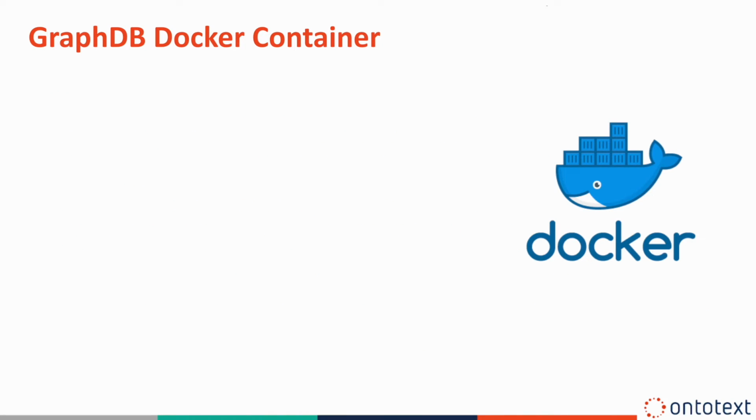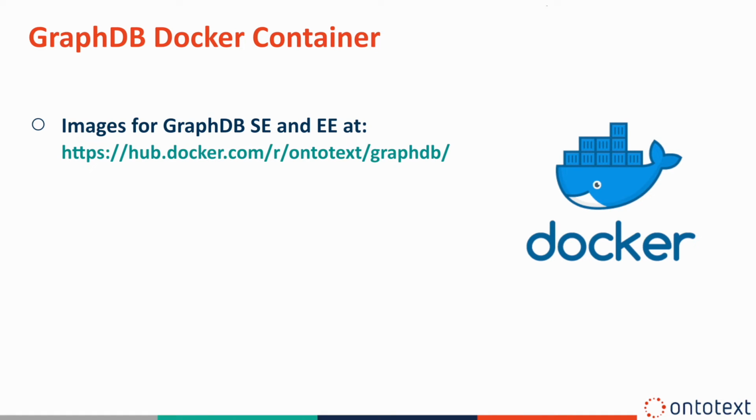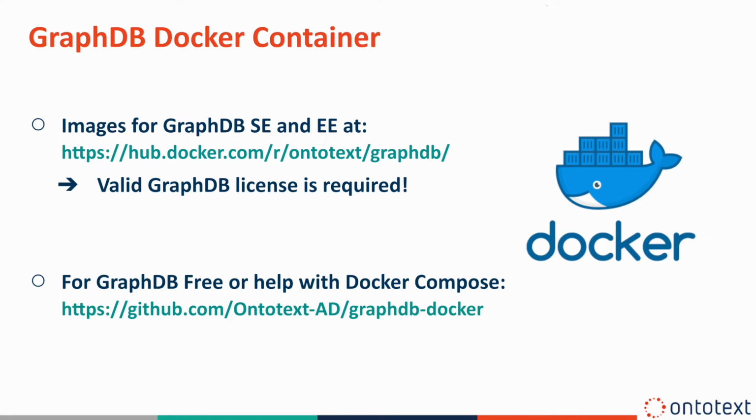The third way of running GraphDB is in a Docker container. Ontotext provides already built Docker images for GraphDB Standard Edition and Enterprise Edition on the public GraphDB Docker Hub registry. Note that to use those images, you must have a valid license for the imaged product. To use GraphDB Free in a Docker container, you will need to build your own image. For help with that or Docker Compose, please refer to the official GraphDB Docker GitHub repository.